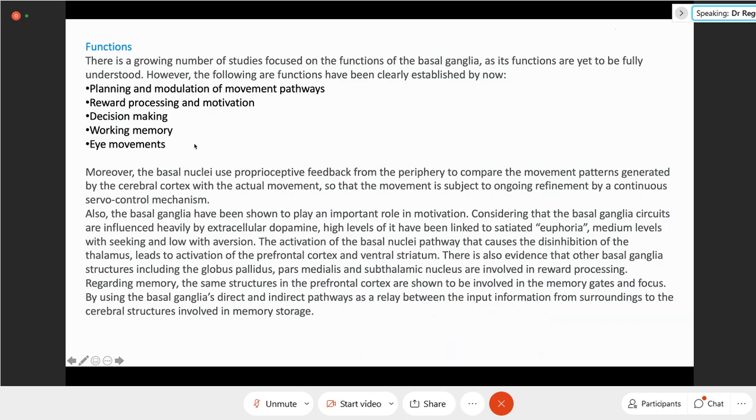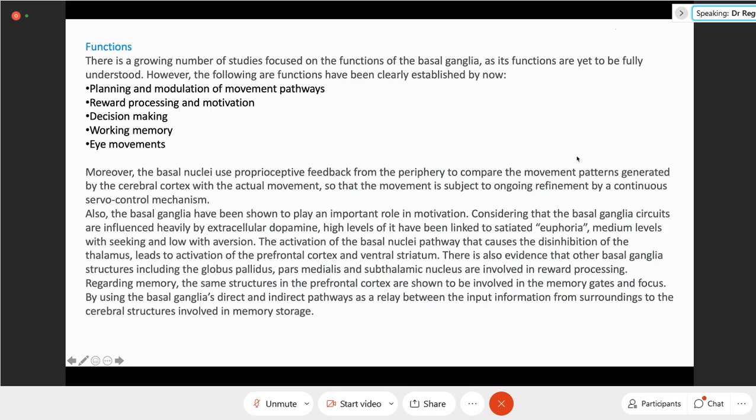the function of your basal ganglia is affected, you have problems with planning and modulation of movement, reward processing because of the ventral striatum, and decision making. That's partly in relation to our rewards, because we make decisions based on what we're going to get out of it. And our working memory and eye movements also are influenced by the basal ganglia, which is involved in modulation.